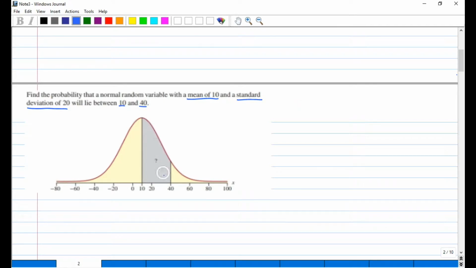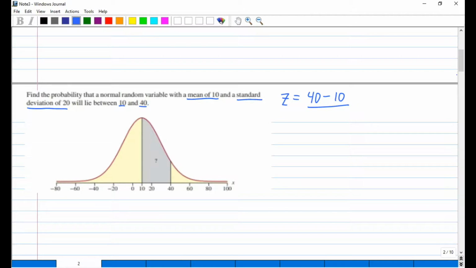We figure out the area between the two by converting our x values into z-scores, and then we can find the area of the one to the far right, the area of the one to the far left, and then say the area of the one to the far right minus the area of the one to the far left. So we've got to work out two z-scores here. So first let's work out a z-score for an x value of 40. So that would be z equals, remember it's x minus mu over sigma. So 40 minus mu is 10 over sigma.